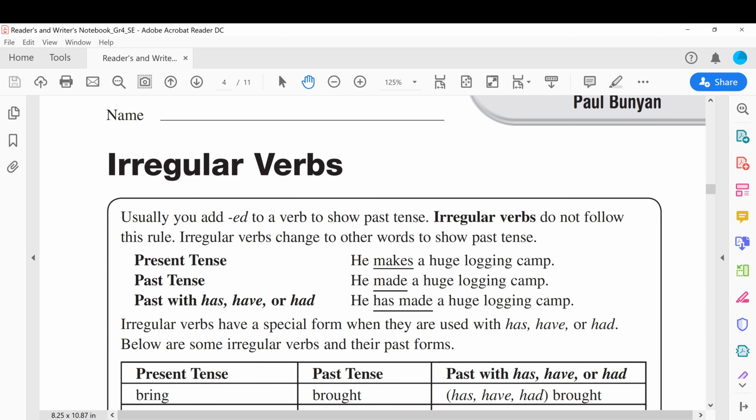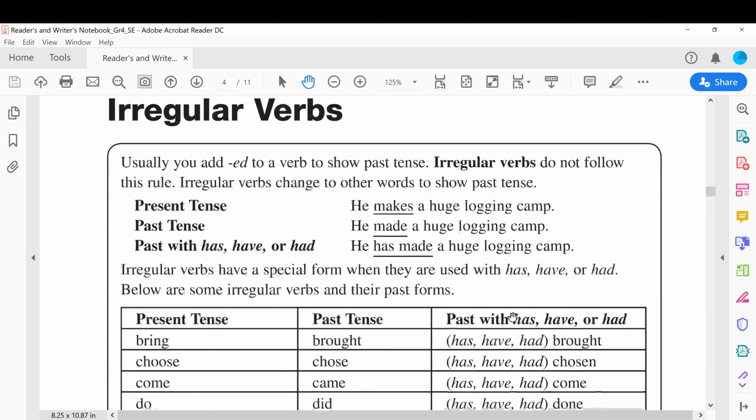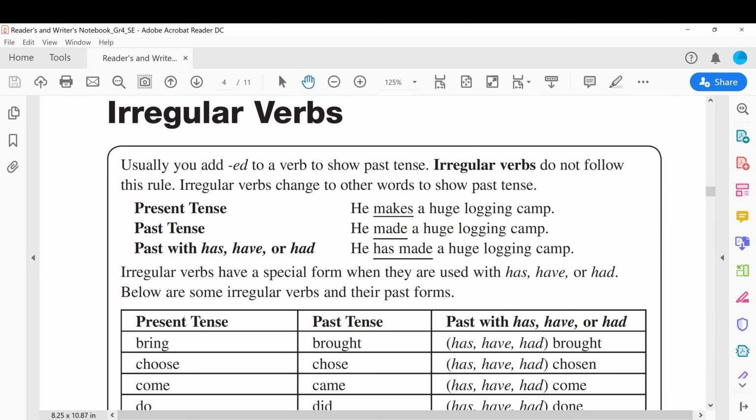Past with has, have, or had. We also call it the past participle. Usually they have another name, past participle or perfect. He has made a huge logging camp. Has made. Also, when you have it with those, the verb might be the same as the past, or it might be different from the past.